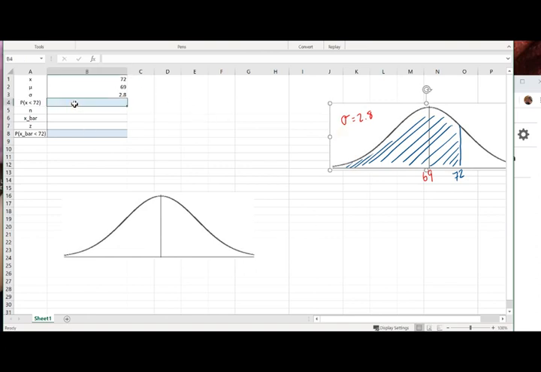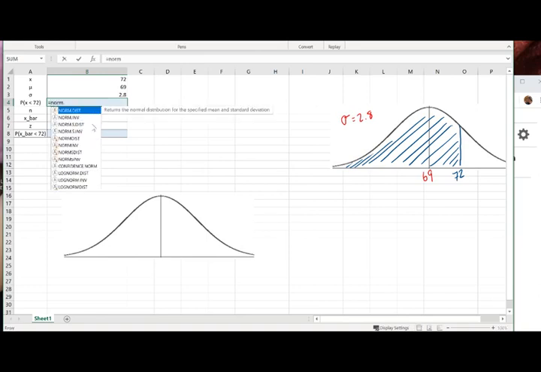Okay, so we'll use the normal distribution function in Excel. So we have equal norm.dist. Remember, this function gives you the area to the left of an x value. And area equates to probability. When we're dealing with continuous probability distributions, area and probability are the same.